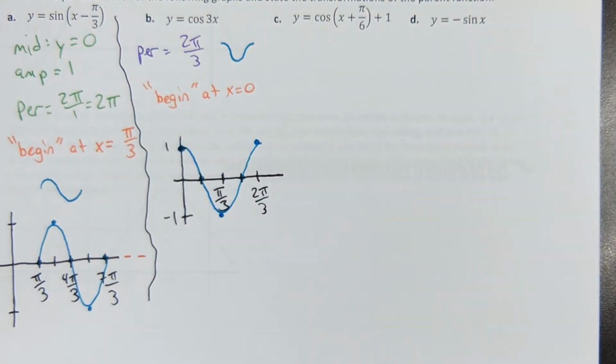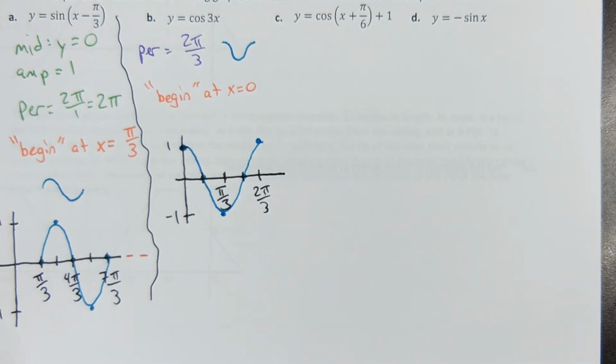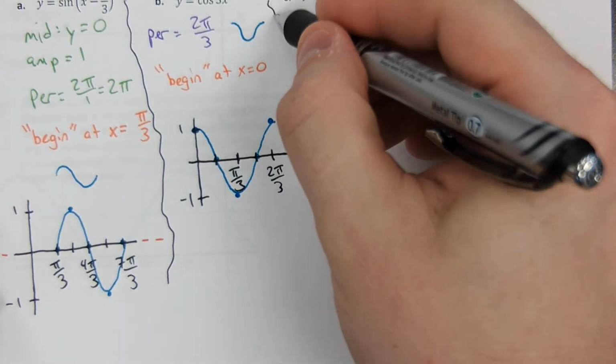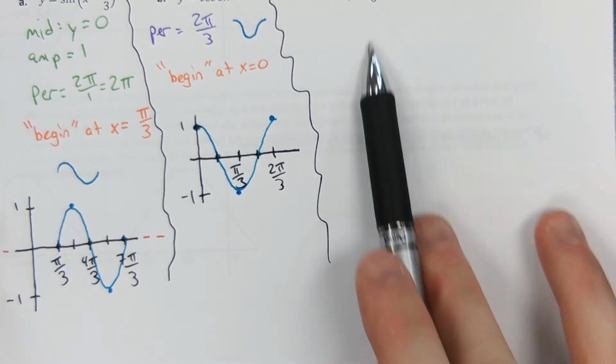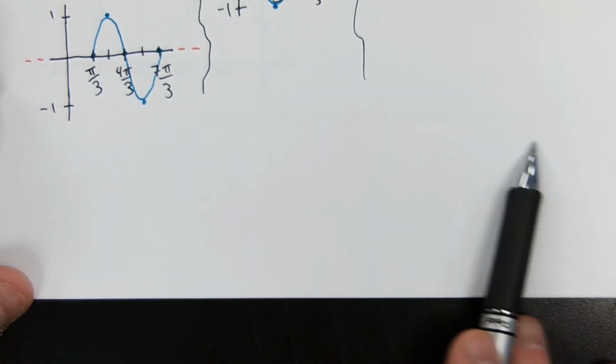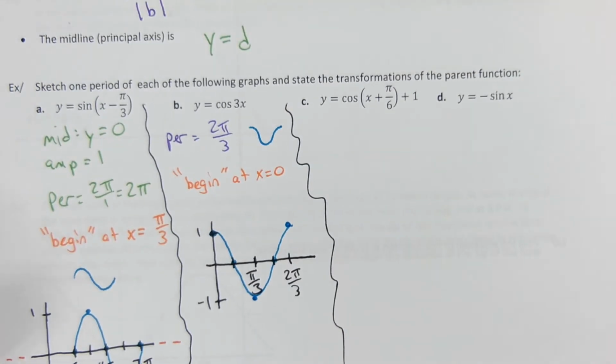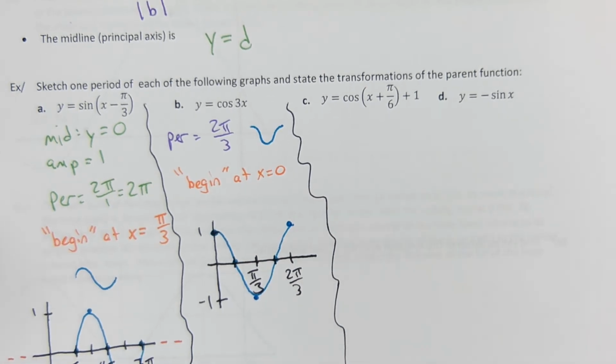There you go. What I'll do is I'll handle C over here, and I've got some space down here for D. So far, so good? It's not too crazy hard? Okay, good deal.